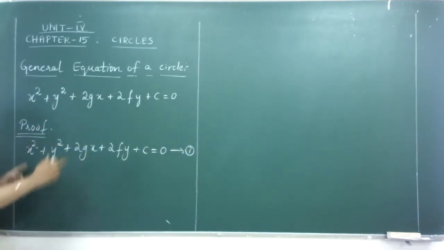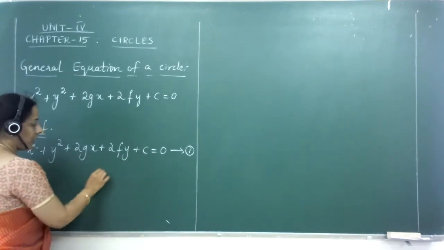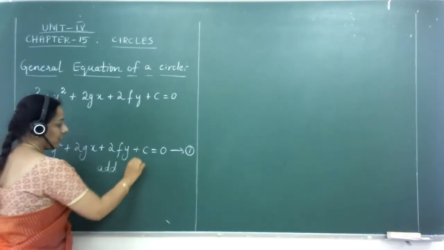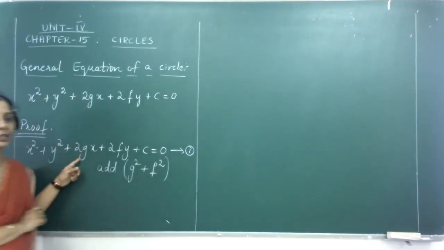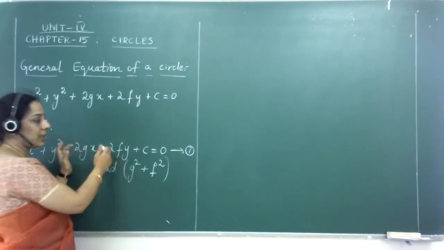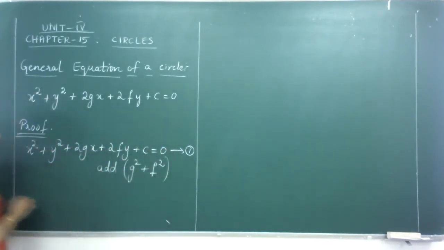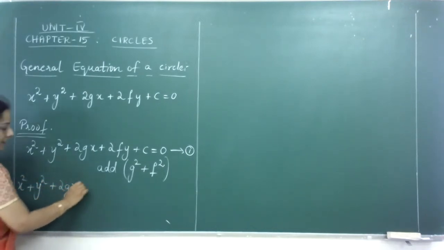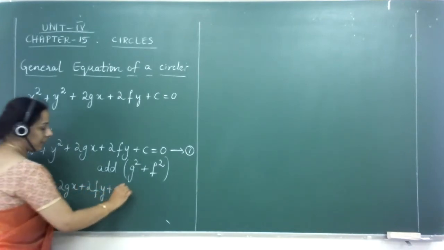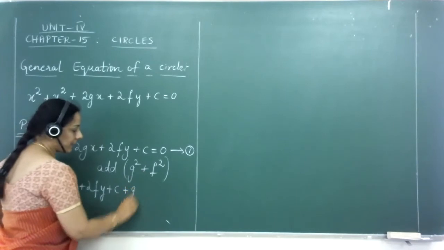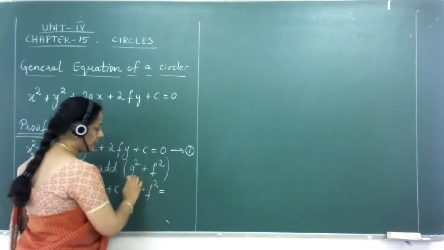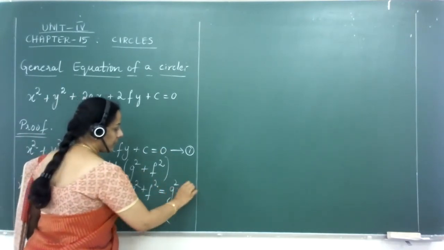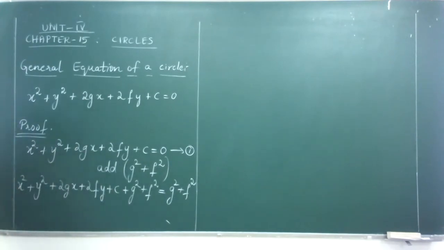equation number 1. Now for this particular equation, I shall be adding the expression g squared plus f squared. When I say we are using a certain operation on an equation, the same has to be applied to both the LHS and the RHS. Thereby we are getting x squared plus y squared plus 2gx plus 2fy plus c. Mind here that we are adding g squared plus f squared to both LHS and RHS. In the RHS there was 0. 0 doesn't add to the value, so you have g squared plus f squared as it is.